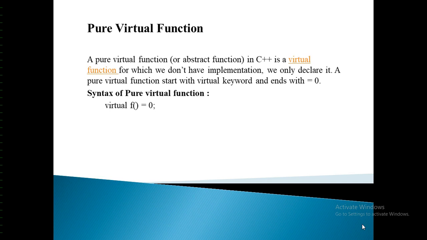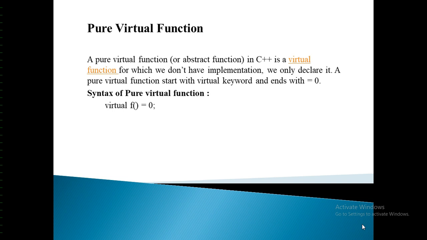Hello everyone. In this session, we are going to discuss pure virtual functions. A pure virtual function, or abstract function, in C++ is a virtual function that doesn't have any implementation, meaning it has a null body. So the pure virtual function starts with the virtual keyword and ends with "= 0".